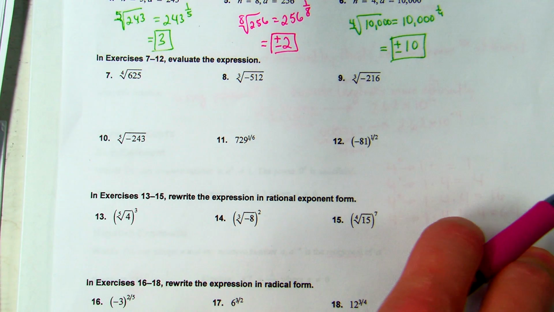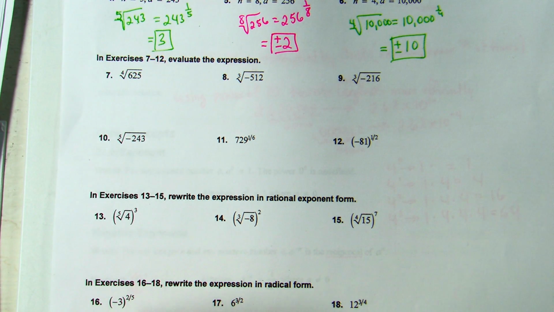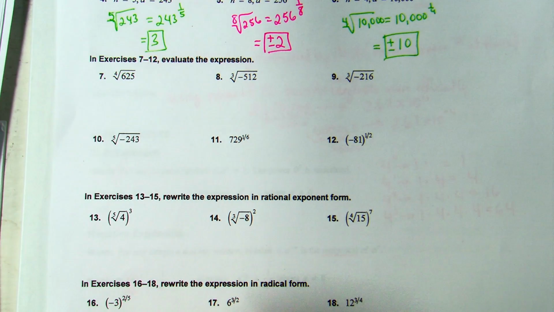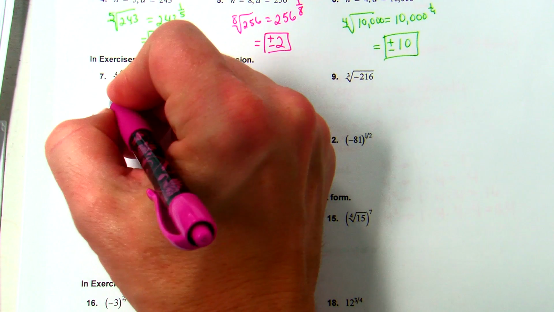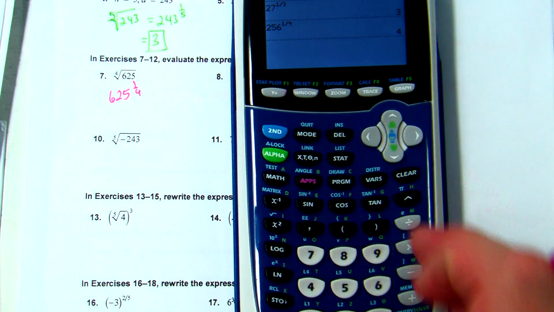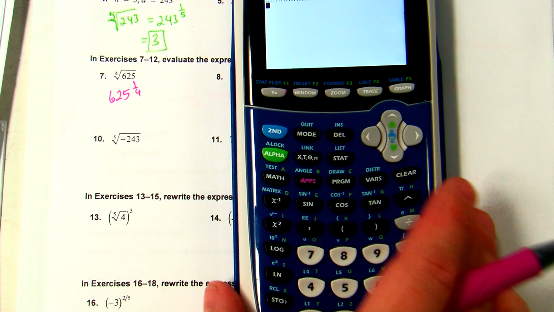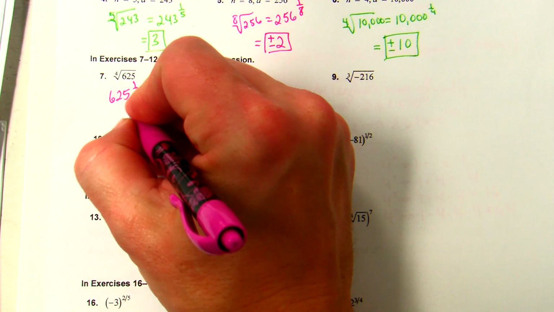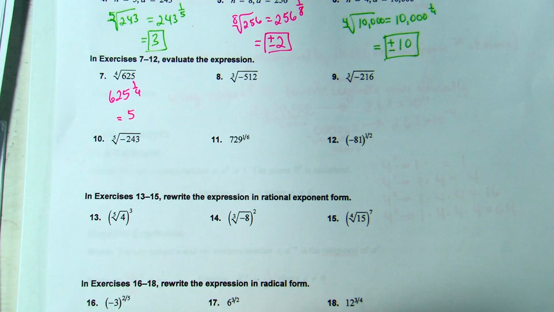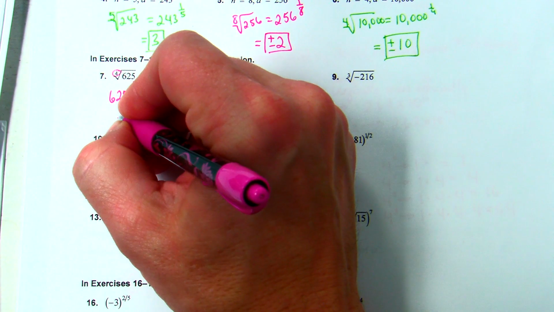Evaluate the expression. So now we're going to put these in the calculator and see what we can find. I'm going to do a little bit of rewriting just so we can understand, make sure we're putting this in the calculator correctly. This is the same thing as 625 raised to the 1/4. So if I put that in, 625 raised to 1 divided by 4, I'm going to get 5. Again, this is an even index, so that's going to be plus or minus 5.